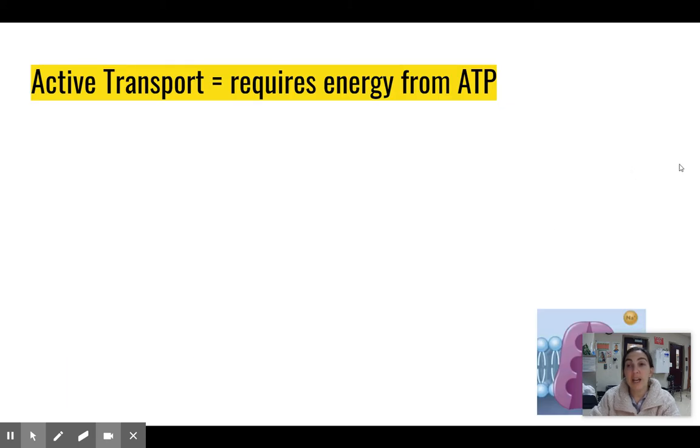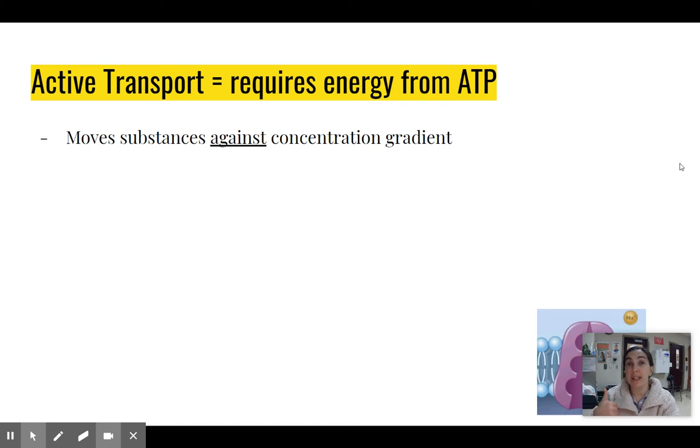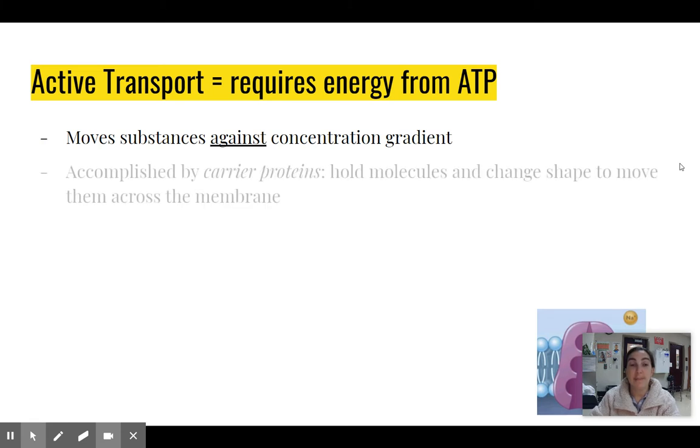So today we're talking about active transport, and it's called active transport because it requires energy and it moves against the concentration gradient. So this is different from passive transport that was like rolling down a hill. Active is like walking up a hill. It takes energy and you're going against the gradient, so from lower to higher concentration.